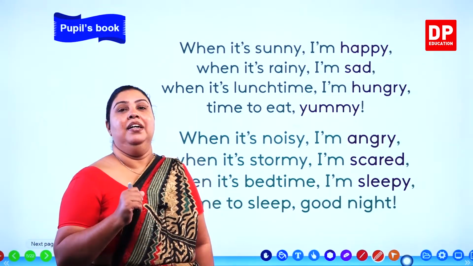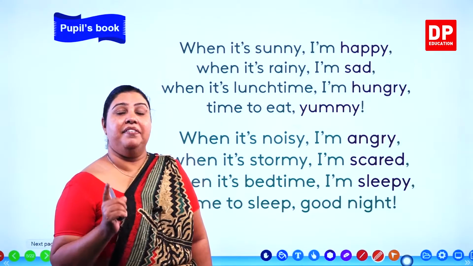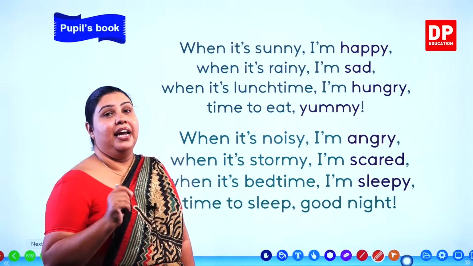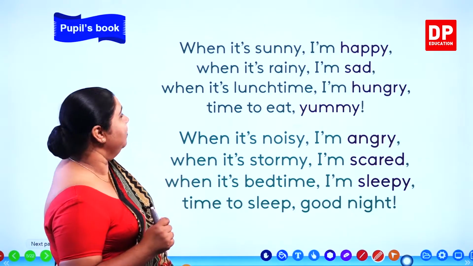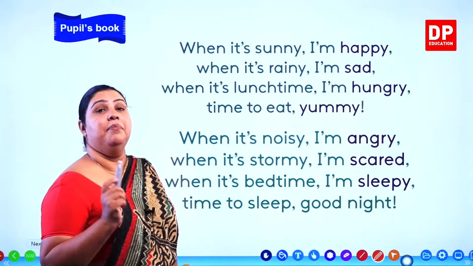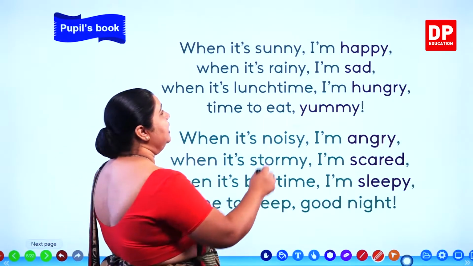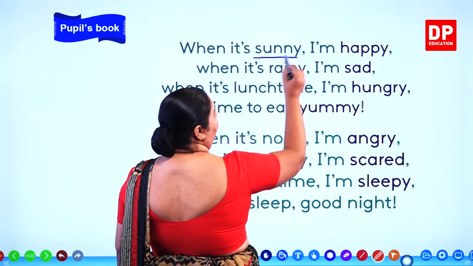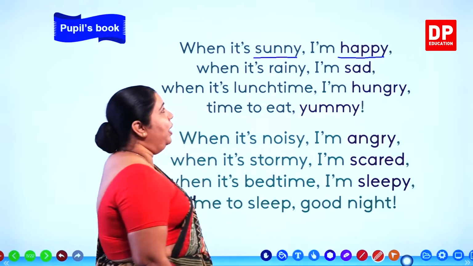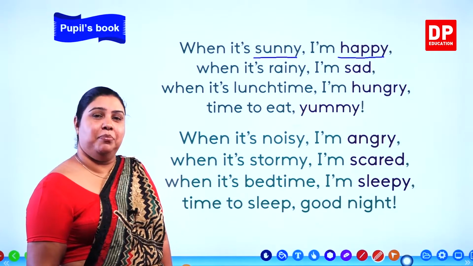Now let's take a look at the poem once again. I will recite it for you and we will talk about each line and I will explain it to you. Okay? The first one. When it's sunny, I'm happy. When it's sunny, what does that mean?